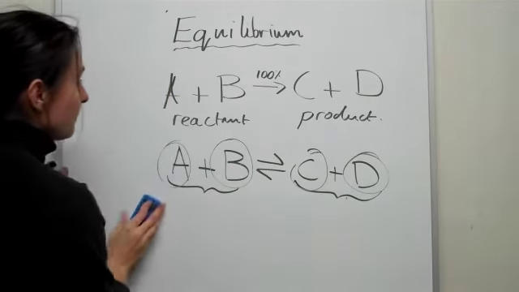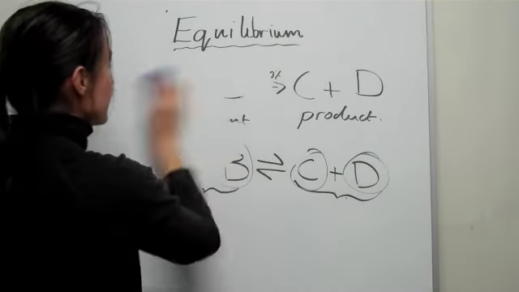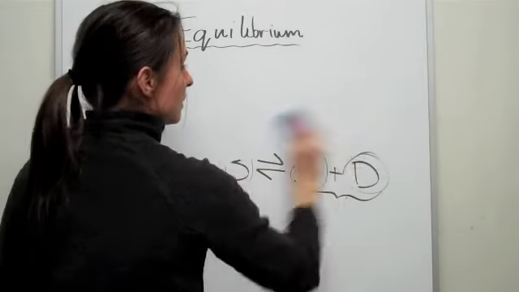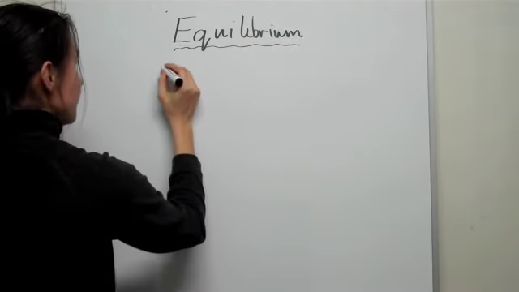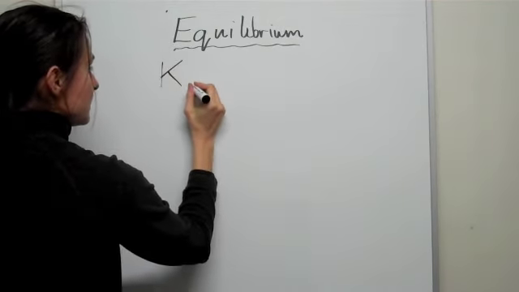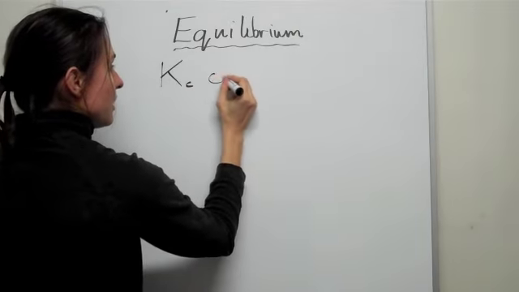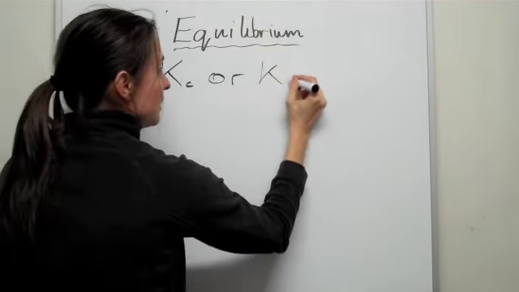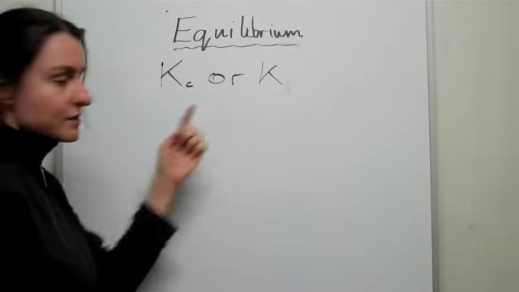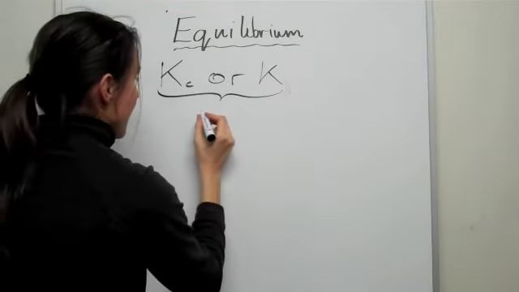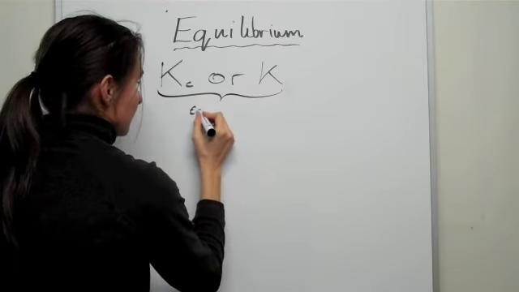Okay, now let's have a look at something else known as the K value. So there's a value in chemistry and it's known as the Kc, or K value. And what it basically tells you, this is known as the equilibrium constant.